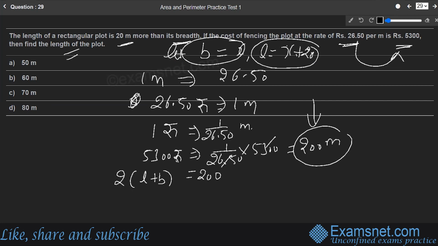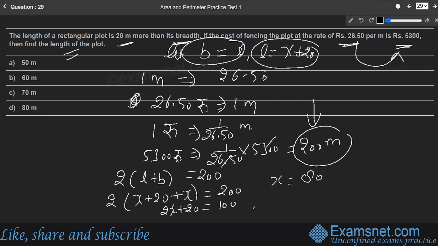So we can put the value of length and breadth. It's going to be 2 into length value x plus 20 plus breadth value x is equal to 200. If we solve this further, this is going to be 2x plus 20 is equal to 100. So we can solve this further. This gives us x value as 100 minus 20, that is 80 by 2. X value comes out to be 40.